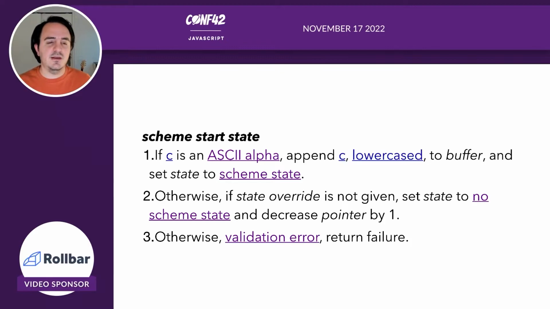So this is one of the states that are available in the URL parsing specification. Let's dive into the scheme start state. If C is an ASCII alpha, append C lowercased to buffer and set the state to scheme state. This is pretty straightforward. Otherwise, if state override is not given, set state to no scheme state and decrease pointer by 1. Otherwise, validation error, return failure. If you look at it from this perspective, it's pretty straightforward, right? But this is one of, I think, 20 states that are available in this specification.